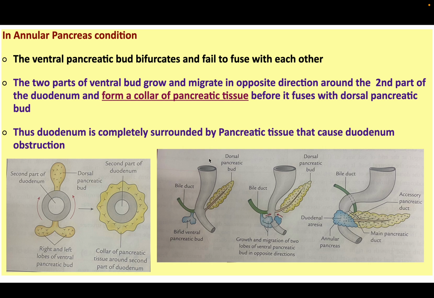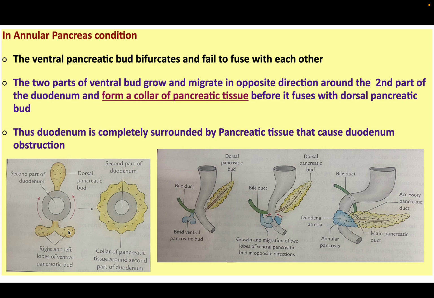So this annular pancreas is derived from which portion of the pancreas? That is from the ventral bud. The ventral bud becomes bifid, or is divided into two portions. You can see in this diagram too. It is dividing into two and encircling the duodenum completely.